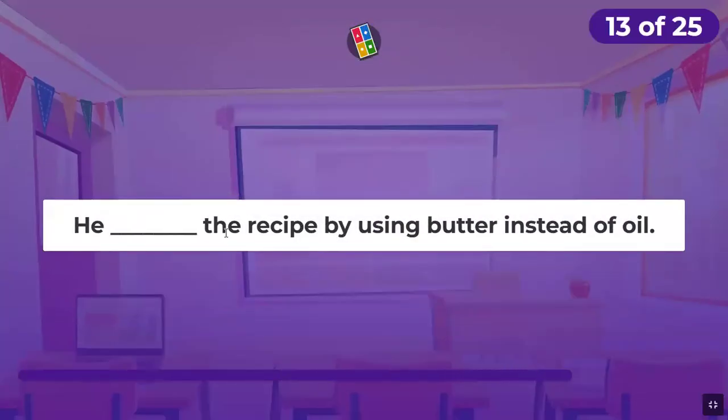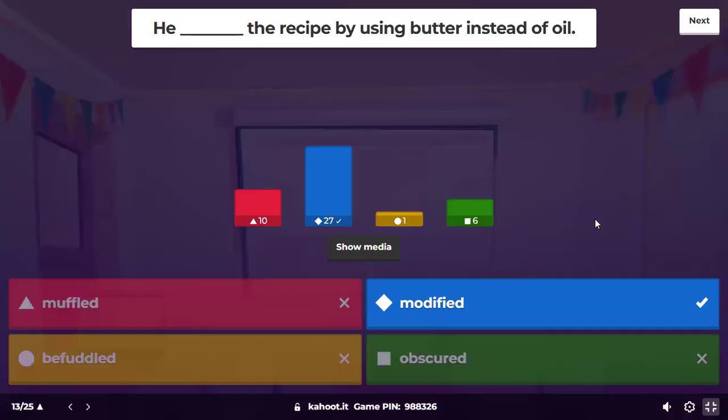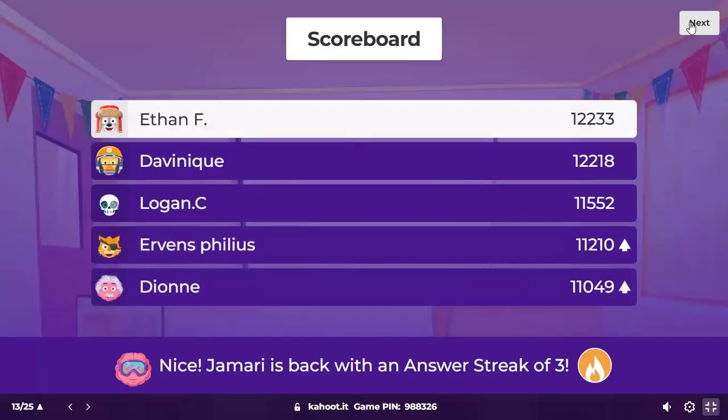He blanked the recipe by using butter instead of oil. This is interesting. People moving, it's shifting. Boy, anyone could get in. He blanked the recipe by using butter instead of oil. He modified, very good. He modified the recipe.